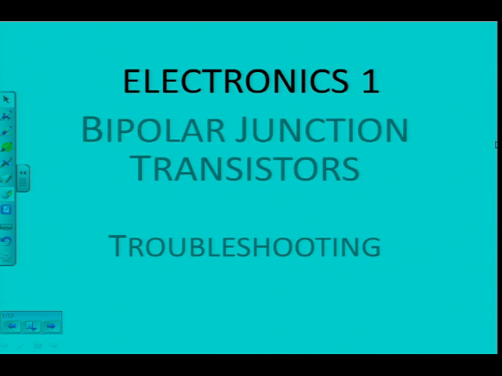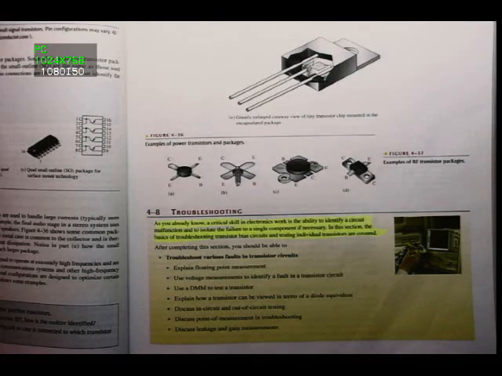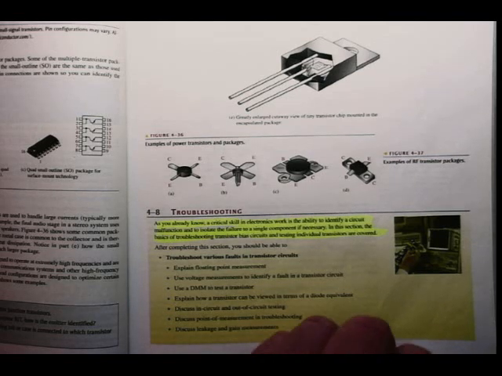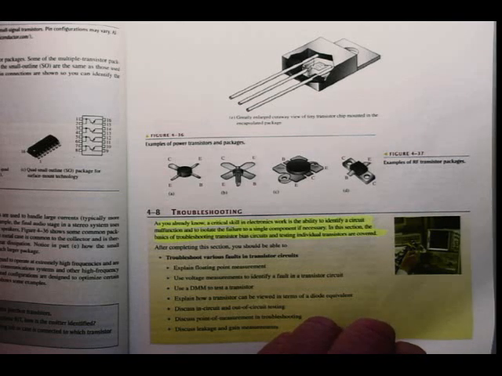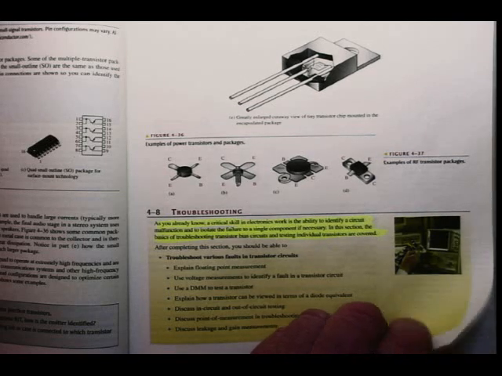So, troubleshooting. In your textbooks you see there 4.8 Troubleshooting. The introductory paragraph tells you what we're going to do in this section. As you already know, a critical skill in electronics work is the ability to identify a circuit malfunction and to isolate the failure to a single component if necessary. In this section, the basics of troubleshooting transistor bias circuits and testing individual transistors are covered.